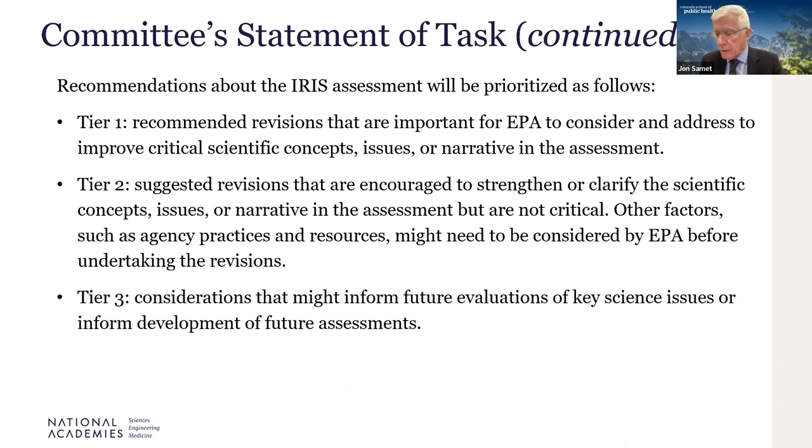Recommendations about the IRIS assessment will be prioritized as follows. Tier one, recommended revisions that are important for EPA to consider and address to improve critical scientific concepts, issues, or narrative in the assessment. Tier two, suggested revisions that are encouraged to strengthen or clarify the scientific concepts, issues, or narrative in the assessment but are not critical. Other factors such as agency practices and resources might need to be considered by EPA before undertaking the revisions. Tier three, considerations that might inform future evaluations of key science issues or inform development of future assessments.